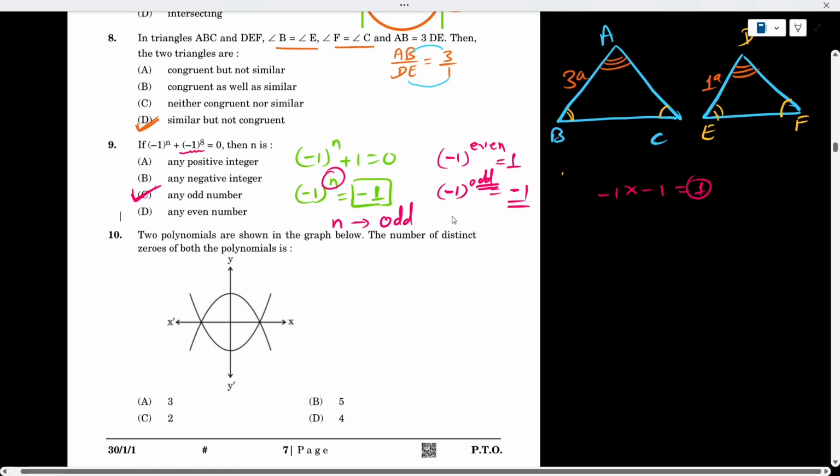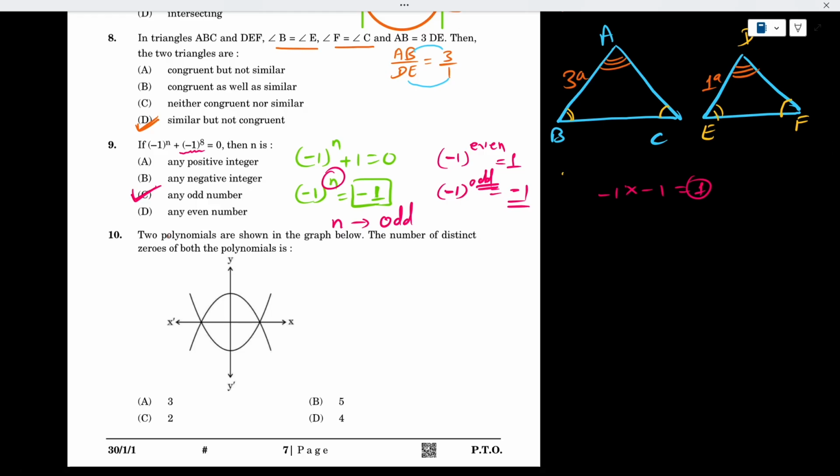After that, question number 10, it is from polynomials. It says two polynomials are shown in the graph below. The number of distinct, meaning different, zeros of both the polynomials. Now, this is called an upward parabola, this is called a downward parabola. Both the parabolas are cutting the x-axis at the same places. Those two are going to be the zeros of the polynomial.